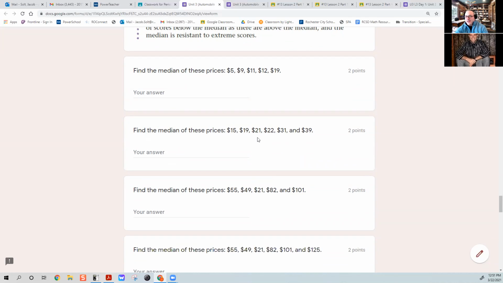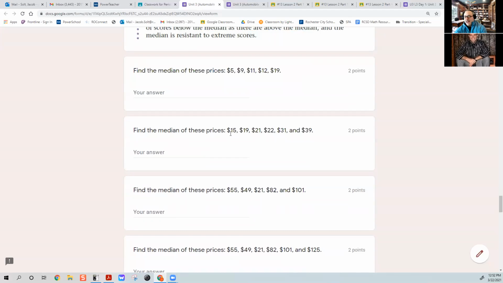All right, find the median then of these prices. We got $15, $19, $21, $22, $31, and $39. All right, well, hopefully you got something like $21.50. And here's how I figure.